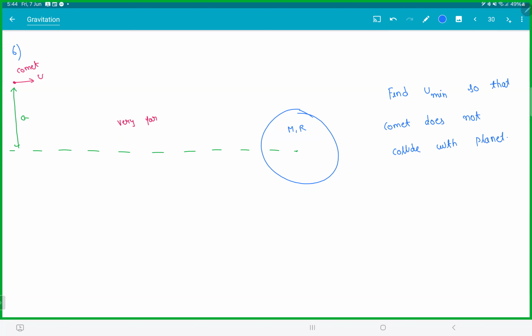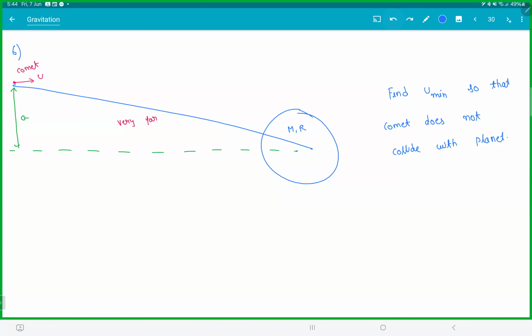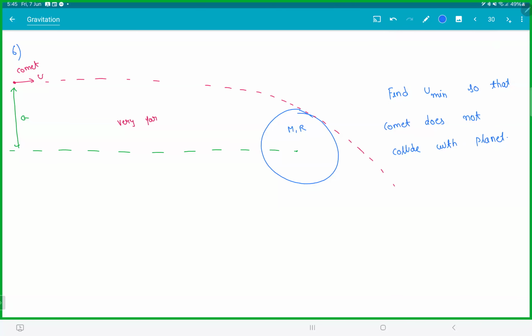Think of it like this. If you have zero velocity, what will happen? You'll go and straight hit the center of the planet, isn't it? If you have little velocity, you'll hit here. If you have very high velocity, you'll go off like this. So that means there is a minimum velocity where you will just miss the planet. There is a minimum velocity where you will just graze the planet and go off. Find your minimum.